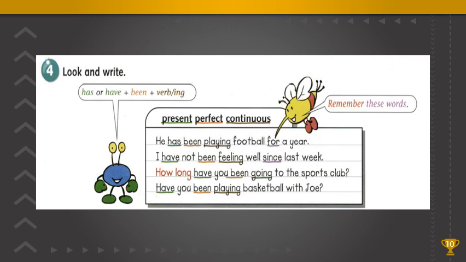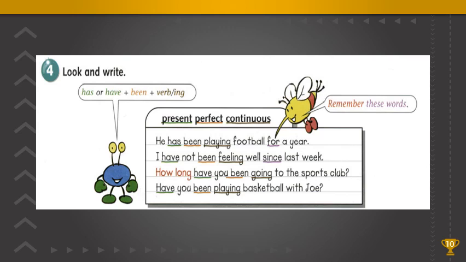Has been playing is the present perfect continuous since the auxiliary verb has is followed by been and followed by the progressive or continuous form of the verb, the ing. So has been playing is in its present perfect continuous. Let's move on to the next example. I have not been feeling well since last week.